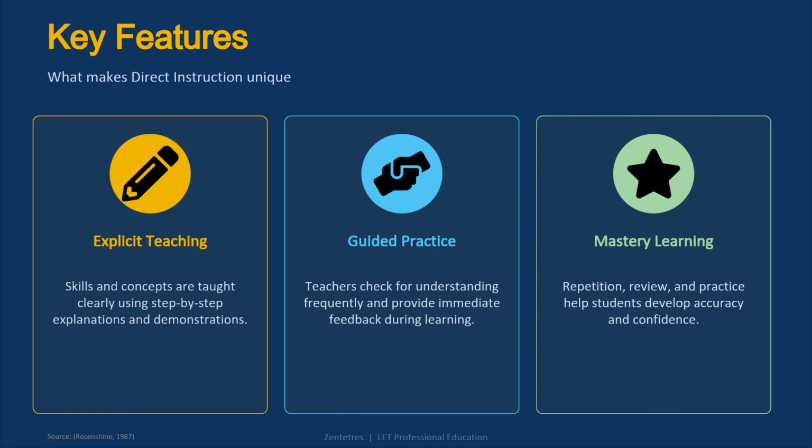The first feature is explicit teaching. This means the teacher does not let students figure things out on their own, at least not at first. The teacher explains step by step, clearly and directly. There is no ambiguity. If you are teaching how to multiply fractions, you don't ask students to discover the method. You show them the method clearly, one step at a time.